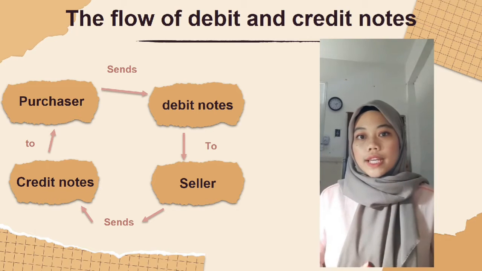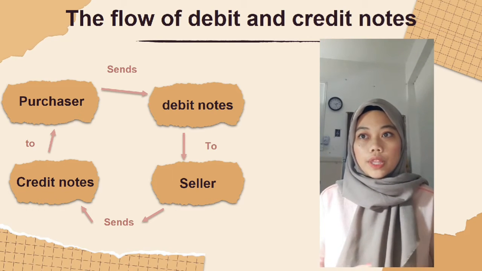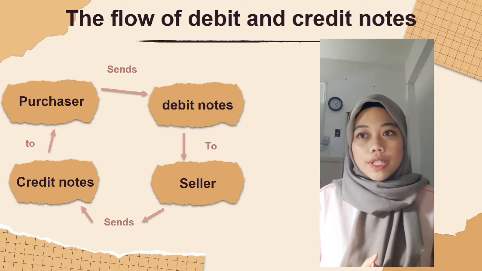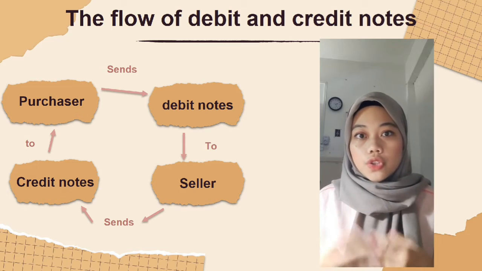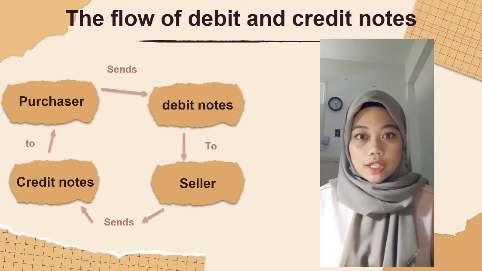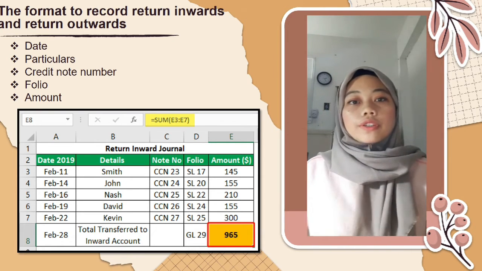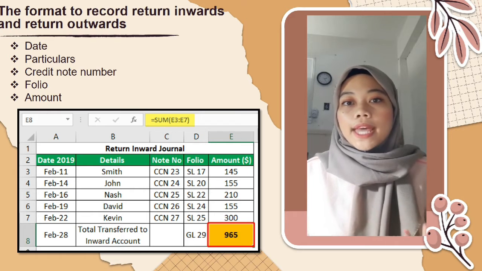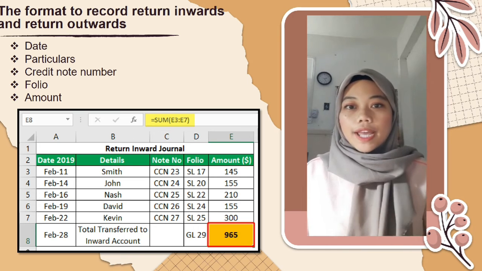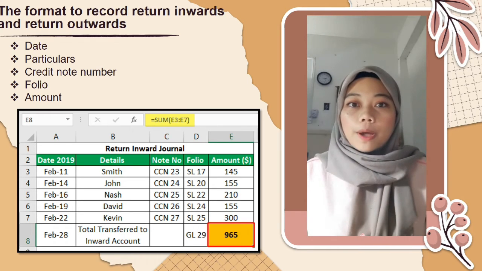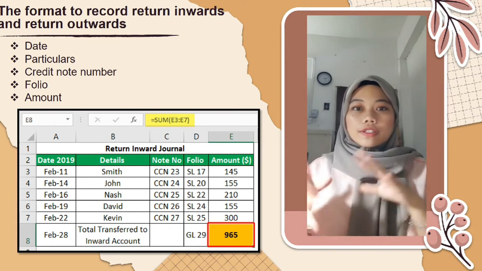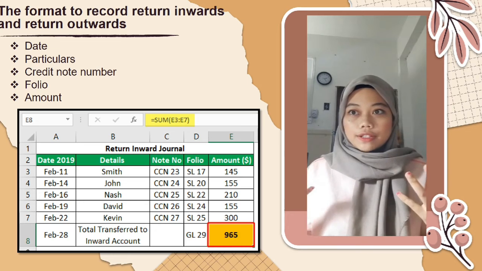A purchaser will send a debit note to the seller when the goods are returned as they are found unsatisfactory. Next, the seller will send a credit note when they have undercharged or sent additional items, to acknowledge the debit note that is sent by the purchaser. This is the format to record returns outwards and returns inwards journal. There are 5 pieces of information that you need to include, which are date, particulars, credit note number as the reference, the folio, and also the amount. I put the example under here so that you can see how returns inwards is recorded.